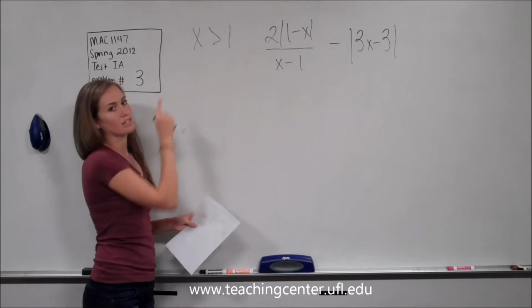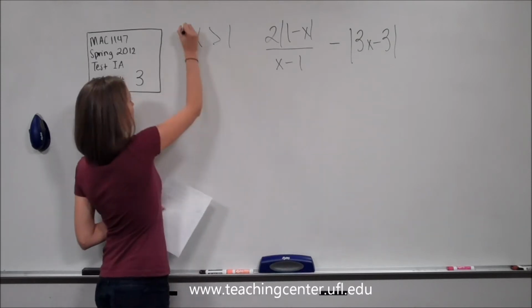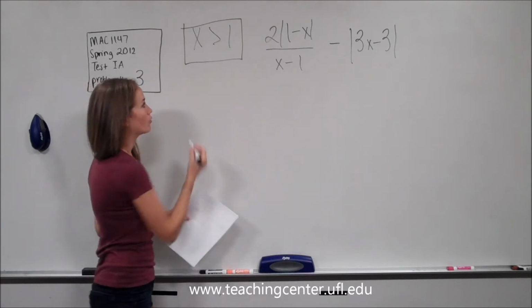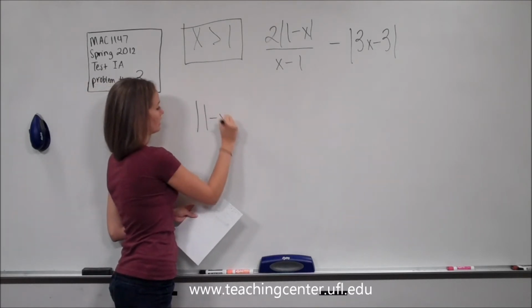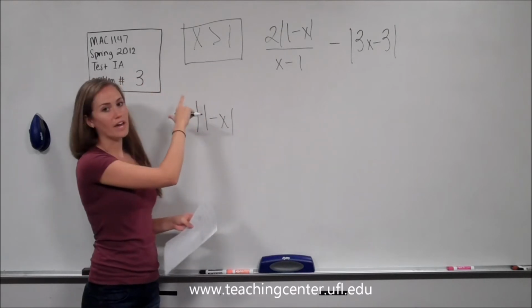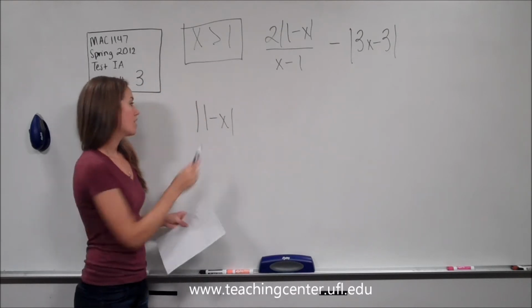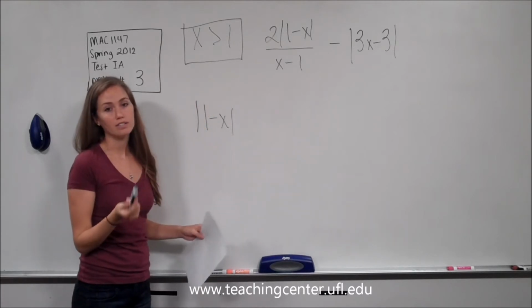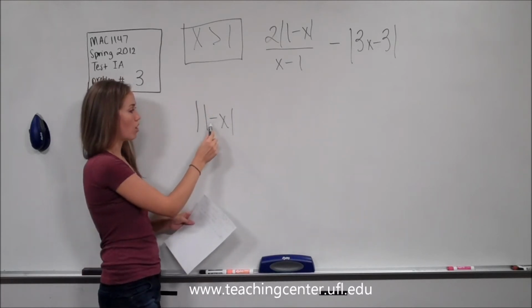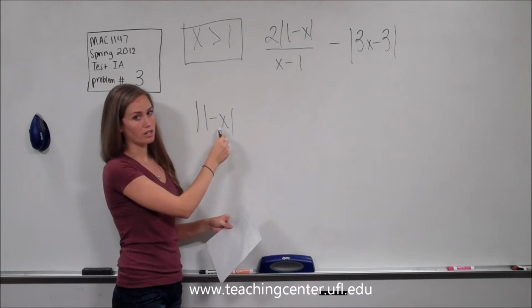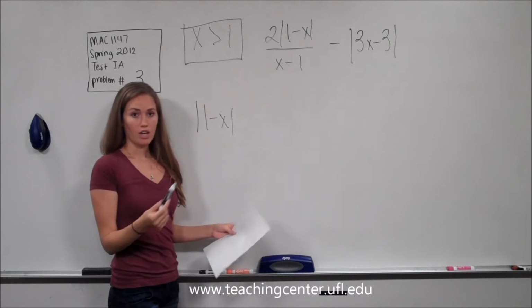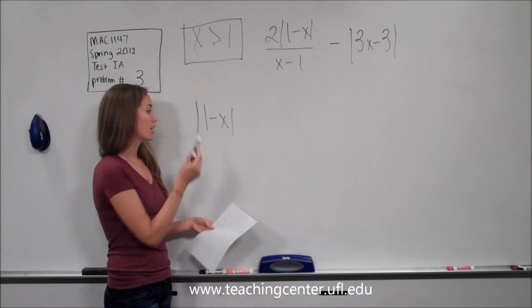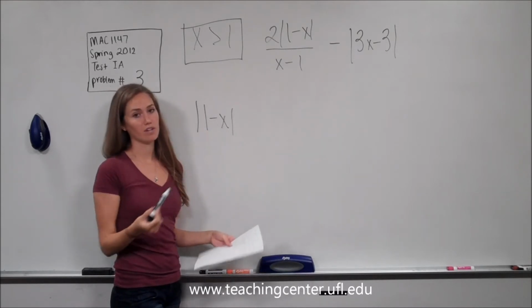So we know that x is always greater than 1. This is key information for this problem. So we have the absolute value of 1 minus x. Now, if x is always greater than 1, then this is always going to be negative. Because if we take any number greater than 1, say 1.1, we have 1 minus 1.1, we're going to have a negative number. Or if we take an even larger number, say x equals 10, we're going to have 1 minus 10, so we'll have negative 9.